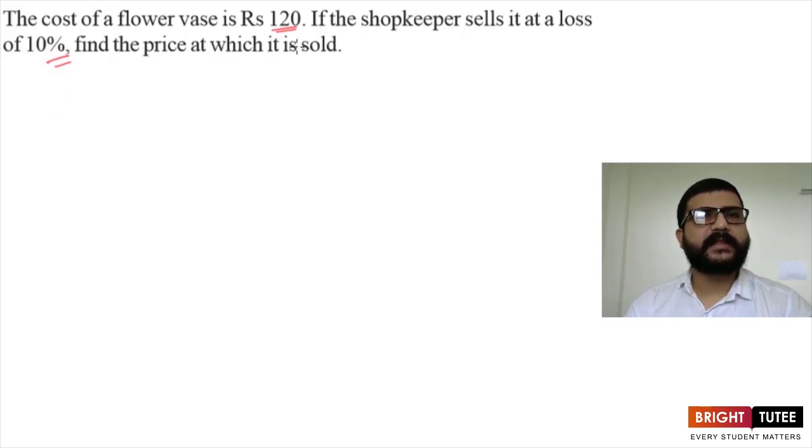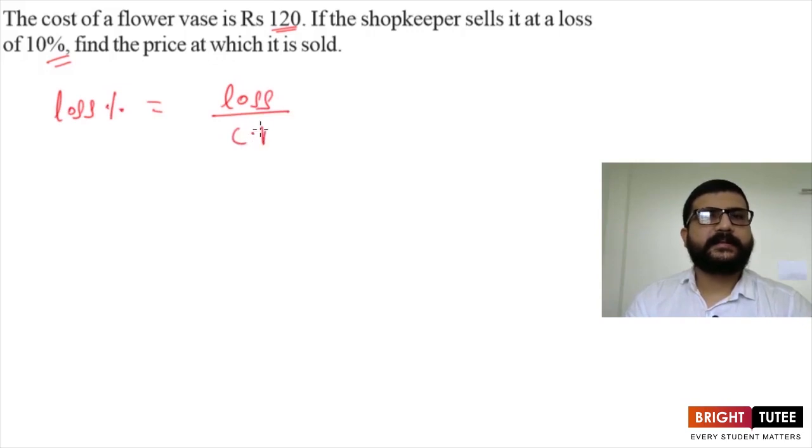What we have to find? We have to find the selling price. Now how can we do that? Loss percent is given to us. So let's write the formula for loss percent first. Loss percent is equal to loss upon CP into 100. Now in this formula we know the value of loss percent, we know CP, we just have to find loss from here.